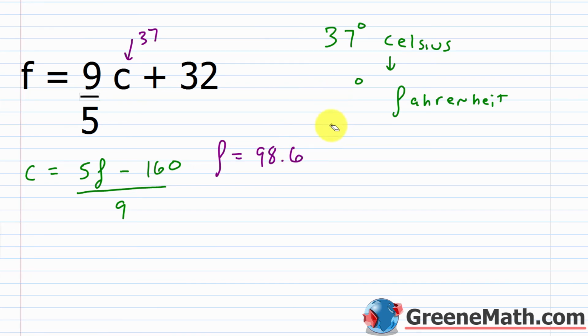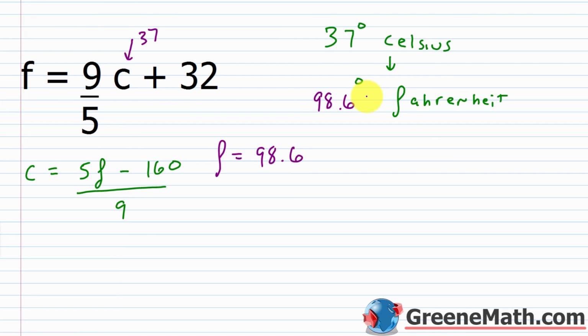98.6. So 37 degrees Celsius is 98.6 degrees Fahrenheit. Now this temperature is significant because for most people, a body temperature of 98.6 degrees is normal, right? If I take a thermometer, put it in my mouth, under my tongue, I'm looking for something around 98.6 degrees.